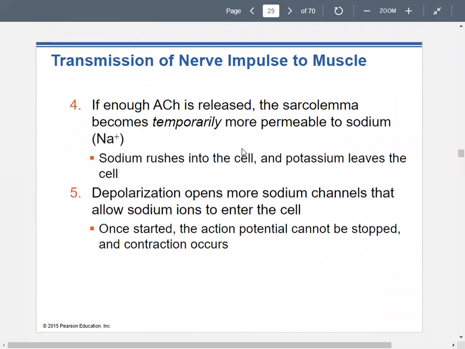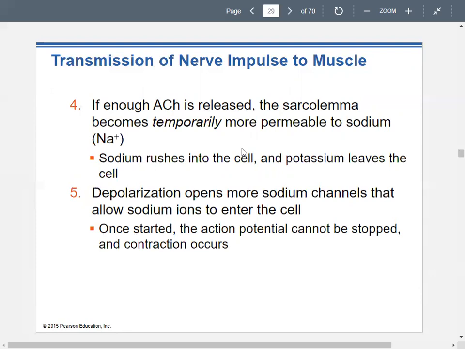All right. You get enough acetylcholine release, the plasma membrane of the muscle cell becomes permeable to sodium ions. Remember, permeable means things can pass through, right? Go across. Sodium's going to go in the cell then. And potassium is going to come out of the muscle cell. And this leads to what we call depolarization. It makes more sodium channels open, and even more sodium goes in the cell.